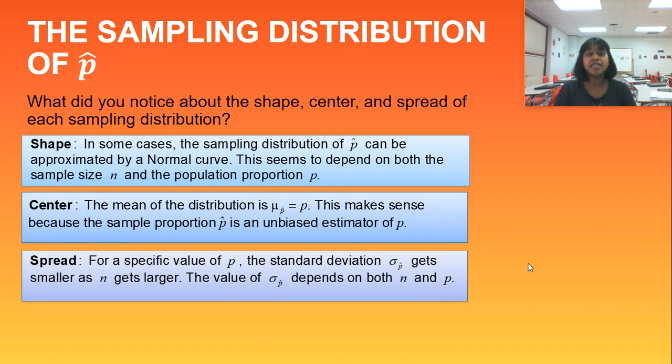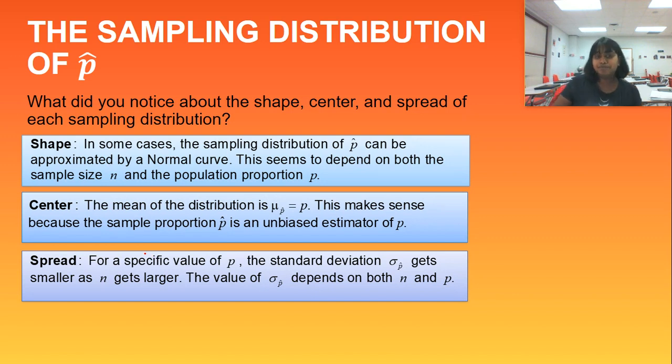My center, the mean of the distribution, the mu of p hat, was equivalent to about the p value. So we saw this. Isn't that what we want for an unbiased estimator? For an unbiased estimator, it must be equivalent to the mean of the distribution. And since our p value and our p hat value in each sample proportion were very close, we could say that p hat was an unbiased estimator. Again, why? Because it's equivalent to the mean of the sampling distribution.